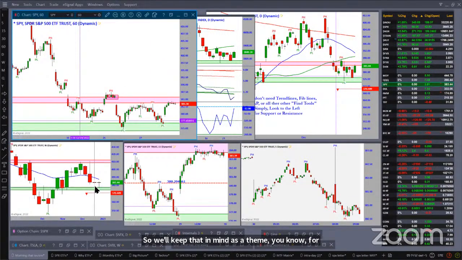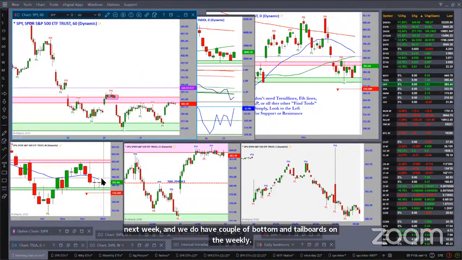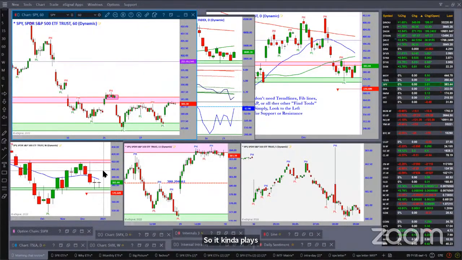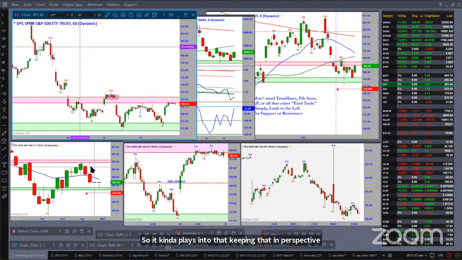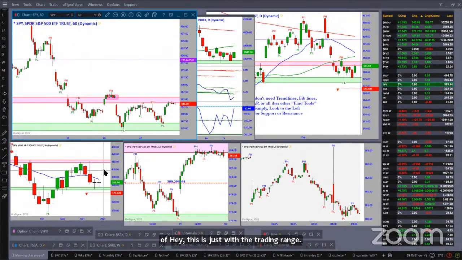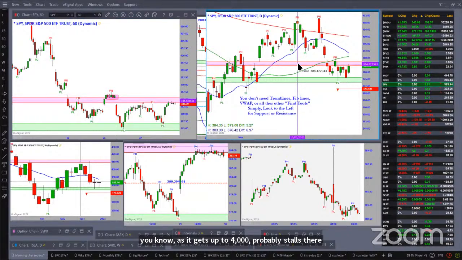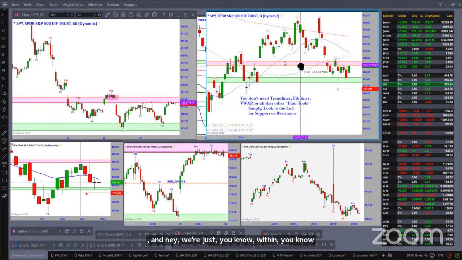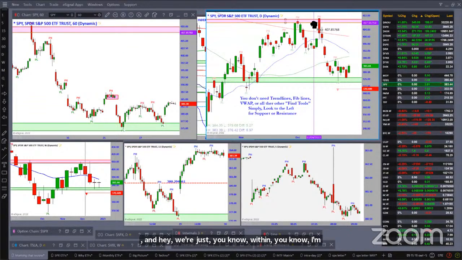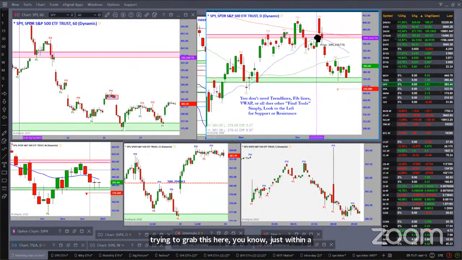And we do have a couple of bottoming tail bars on the weekly. So it kind of plays into that, but keeping it in perspective, this is just within a trading range and against this big range expansion, nasty bar there. As it gets up to 4,000, it probably stalls there. And hey, we're just within a bigger trading range. It comes up near the 200, and then we'll see where it all goes from there.